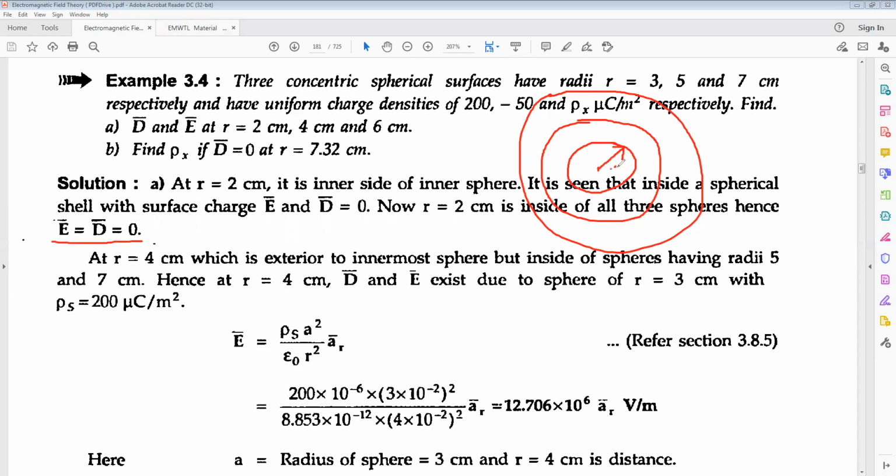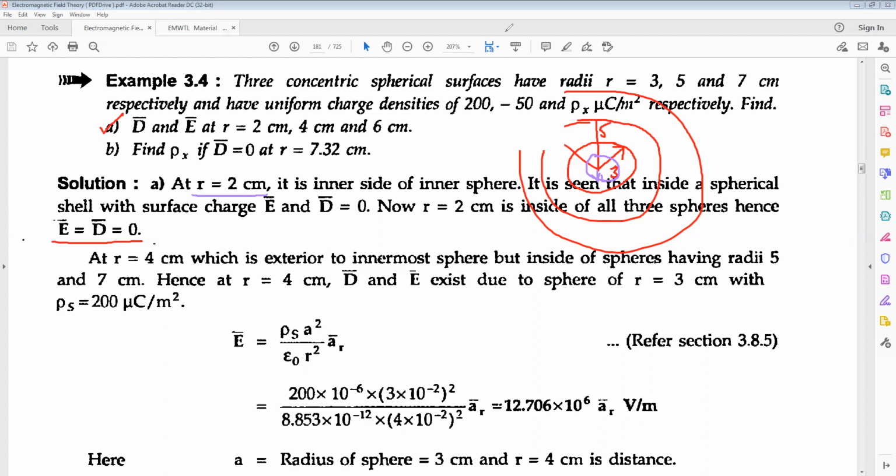Let us take these radii as 3, 5 and 7 in the given concentric spherical system. They are asking us to find D bar and E bar at R is equal to 2 centimeters, 4 centimeters and 6 centimeters. First, if I take R as 2 centimeters, this is inside all three concentric spheres. So E bar and D bar are 0 for R is equal to 2 centimeters.